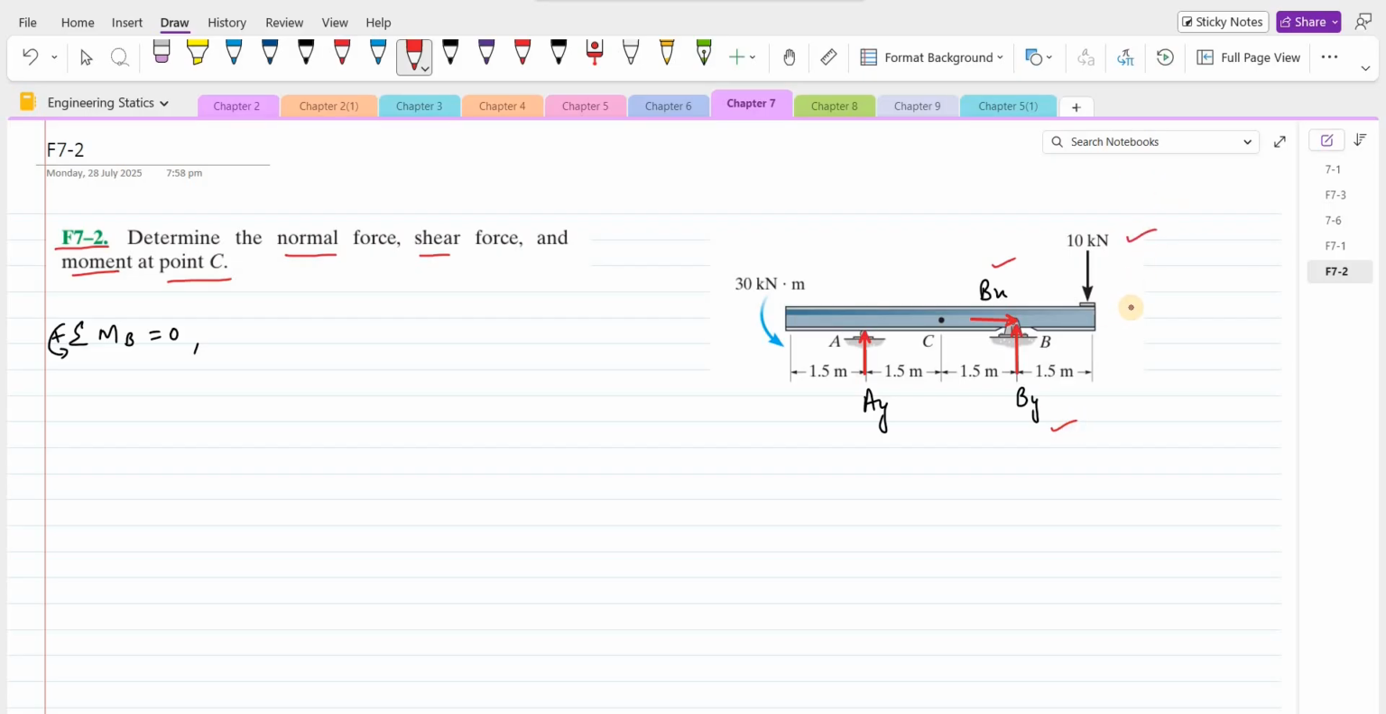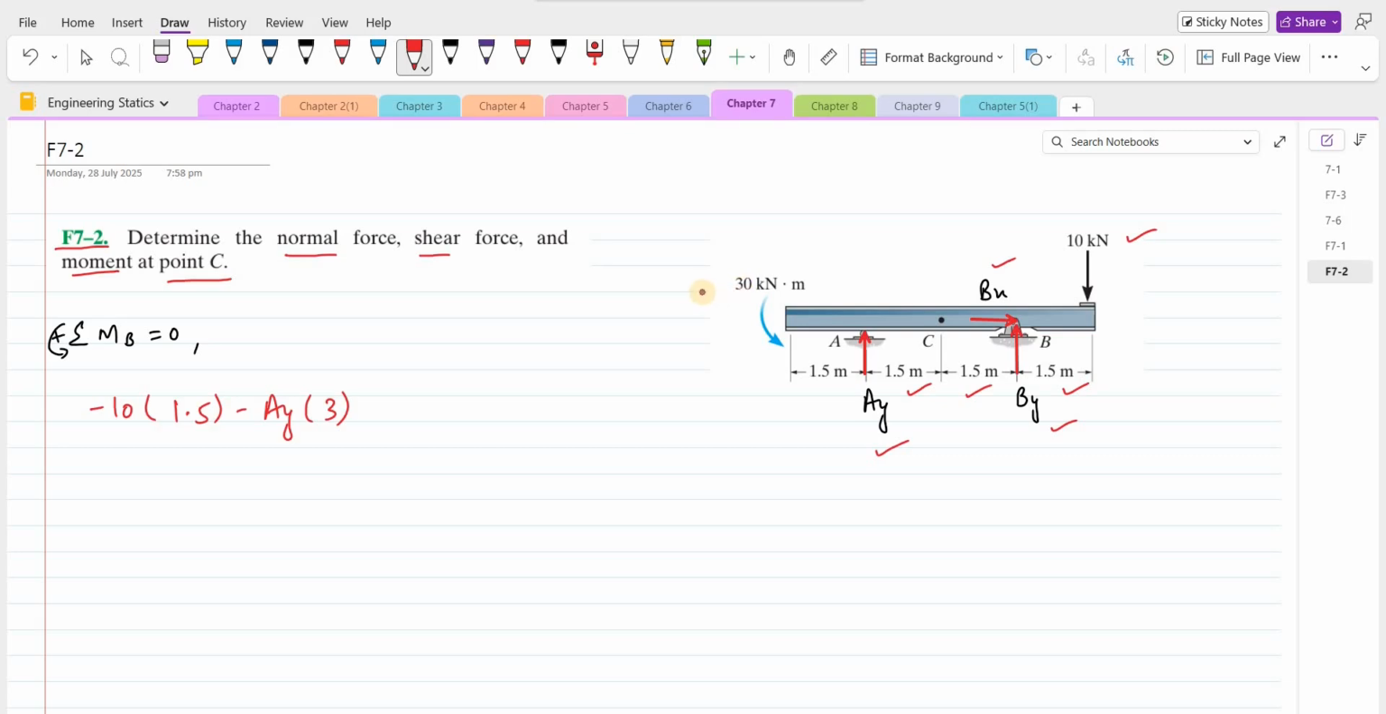This 10 kN force is trying to rotate the beam in clockwise direction about the point B, so the moment produced by this 10 kN force will be taken as negative. So we have negative 10 and the moment arm is 1.5 meters. This support reaction Ay is also trying to rotate the beam in clockwise direction about the point B, so the moment produced by Ay will be taken as negative. So we have negative Ay and the moment arm is 1.5 plus 1.5, so 3 meters.